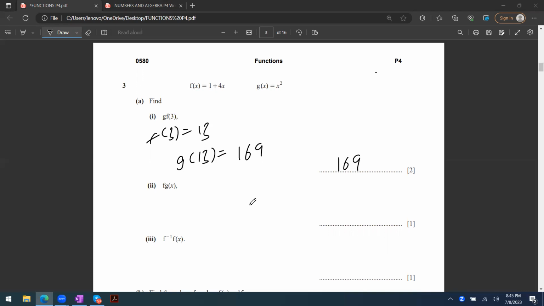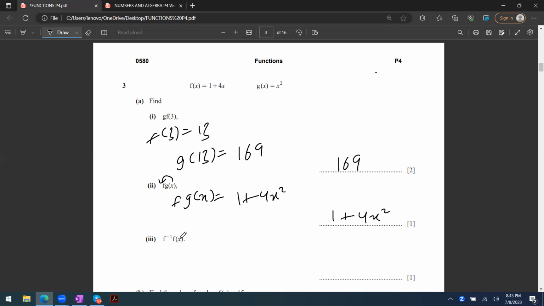All right. Next one, f of g of x. So again, a composite function. We need to substitute g inside f. Okay. So that will be, in place of x, we need to put x squared. 1 plus 4x squared.